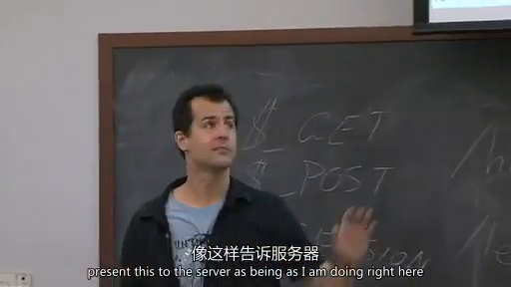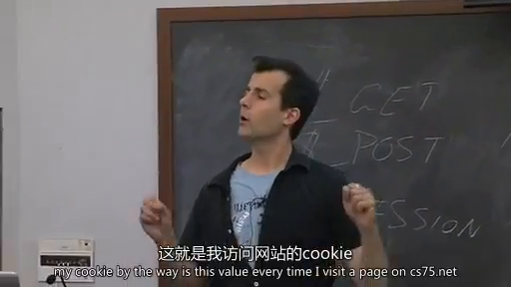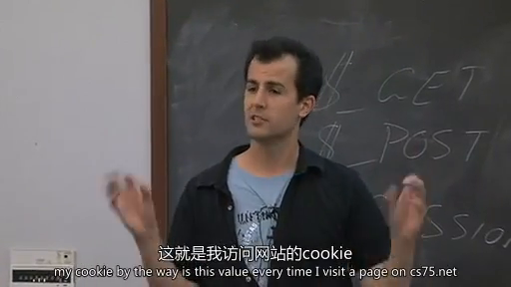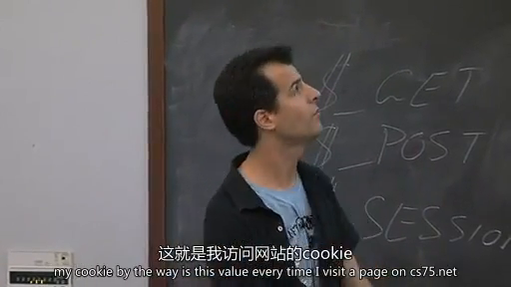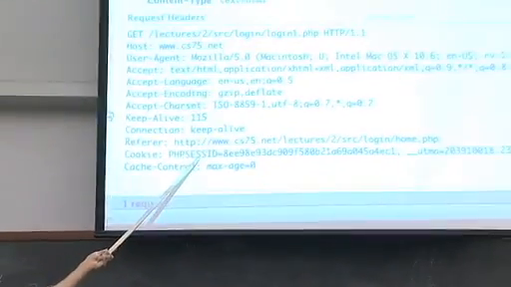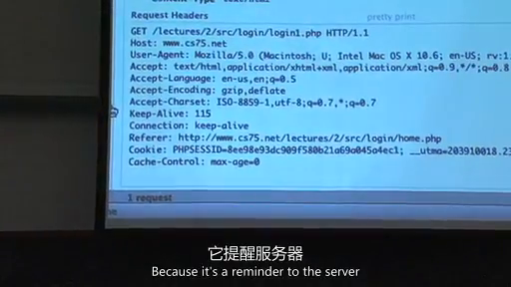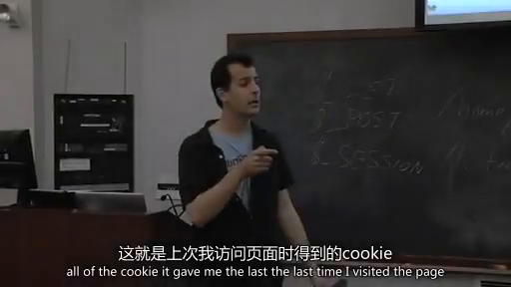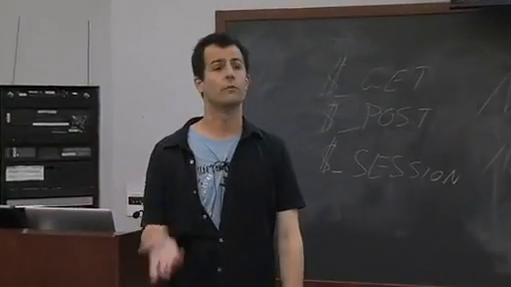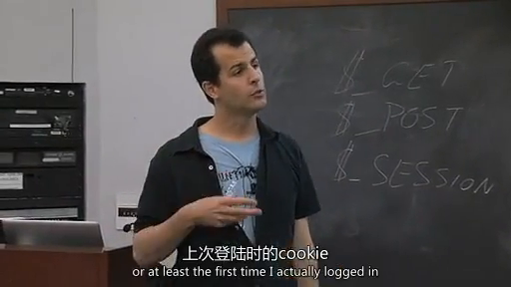being, as I am doing right here, my cookie, by the way, is this value. Every time I visit a page on cs75.net, this line is sent because it's a reminder to the server of the cookie it gave me the last time I visited the page, or at least the first time I actually logged in. So then what does this mean?